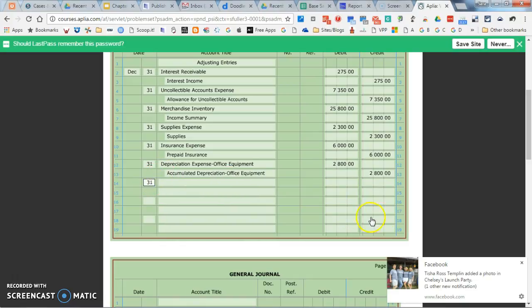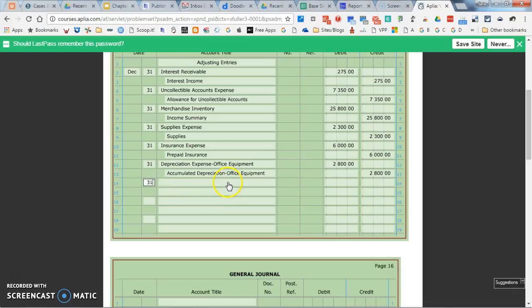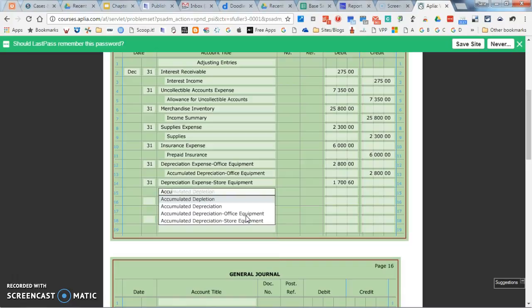And the 31st again. Our date is depreciation expense, store equipment. Debit of $1,760. And matching is accumulated depreciation, store equipment, credit, $1,760.